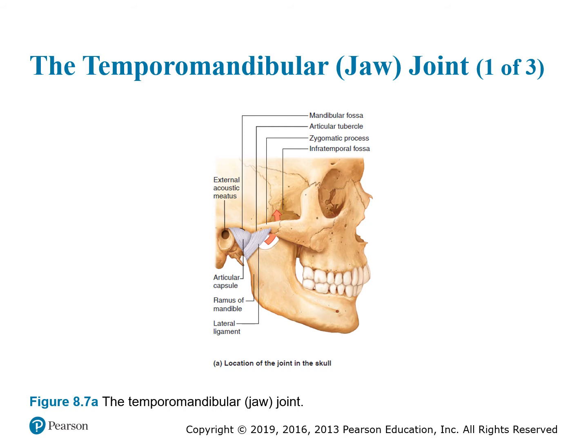Taking a closer look at the TMJ, we have our articular capsule, the ramus of the mandible, the lateral ligament. Of course, we have our external acoustic meatus, or ear canal, the mandibular fossa, the articular tubercle, the zygomatic process, and the infratemporal fossa.